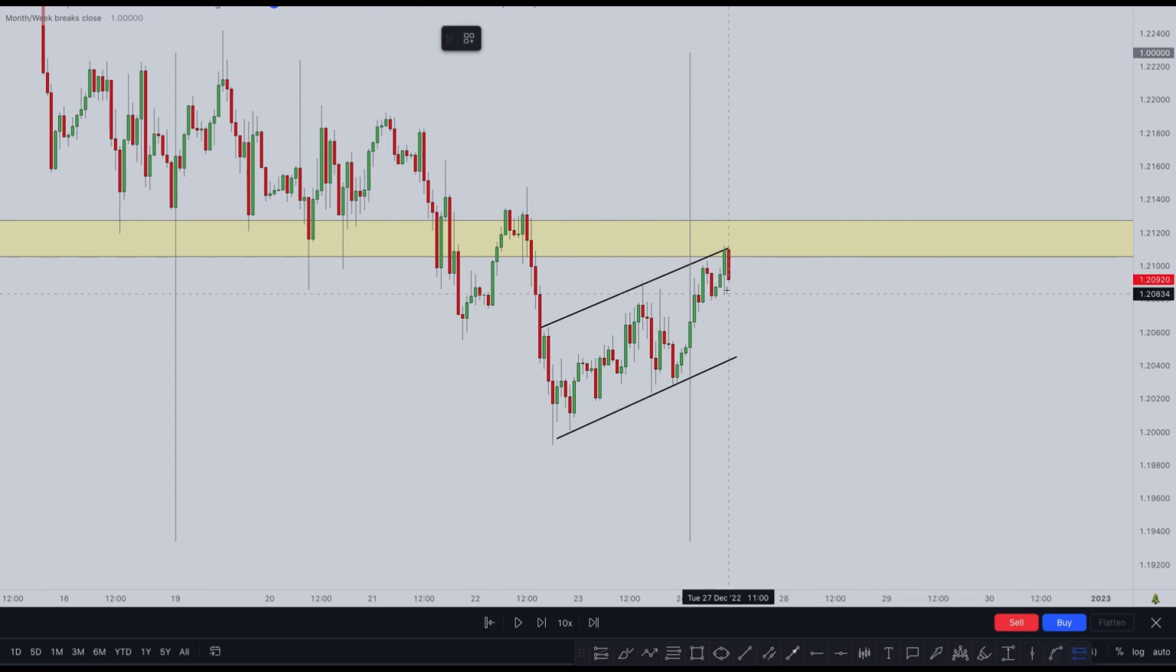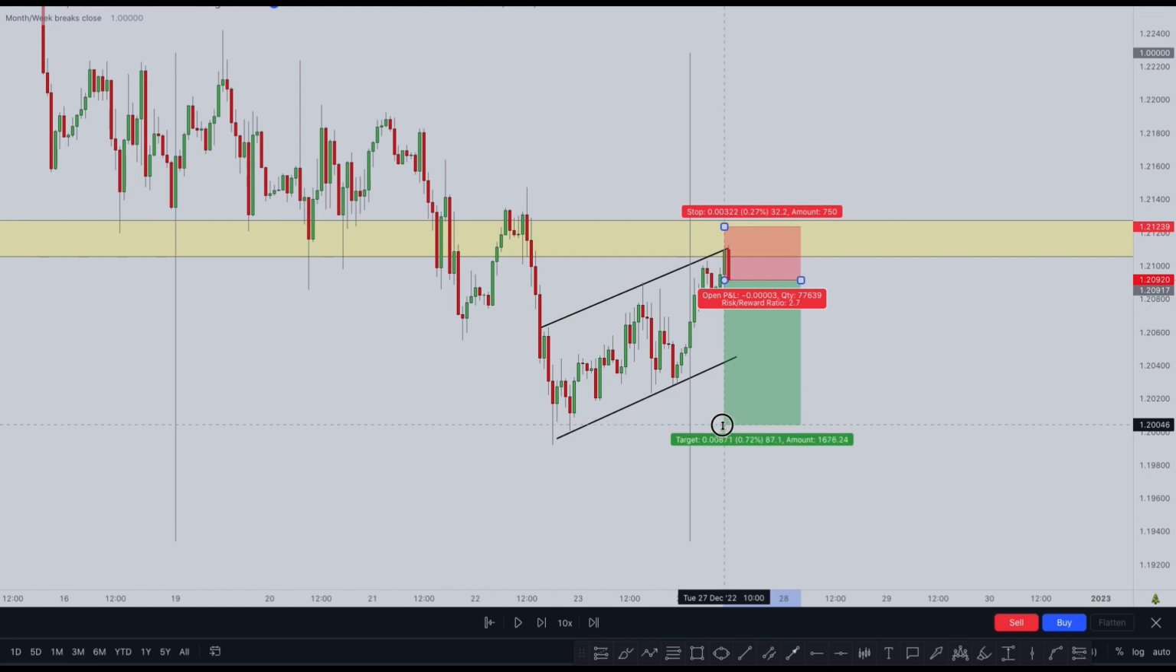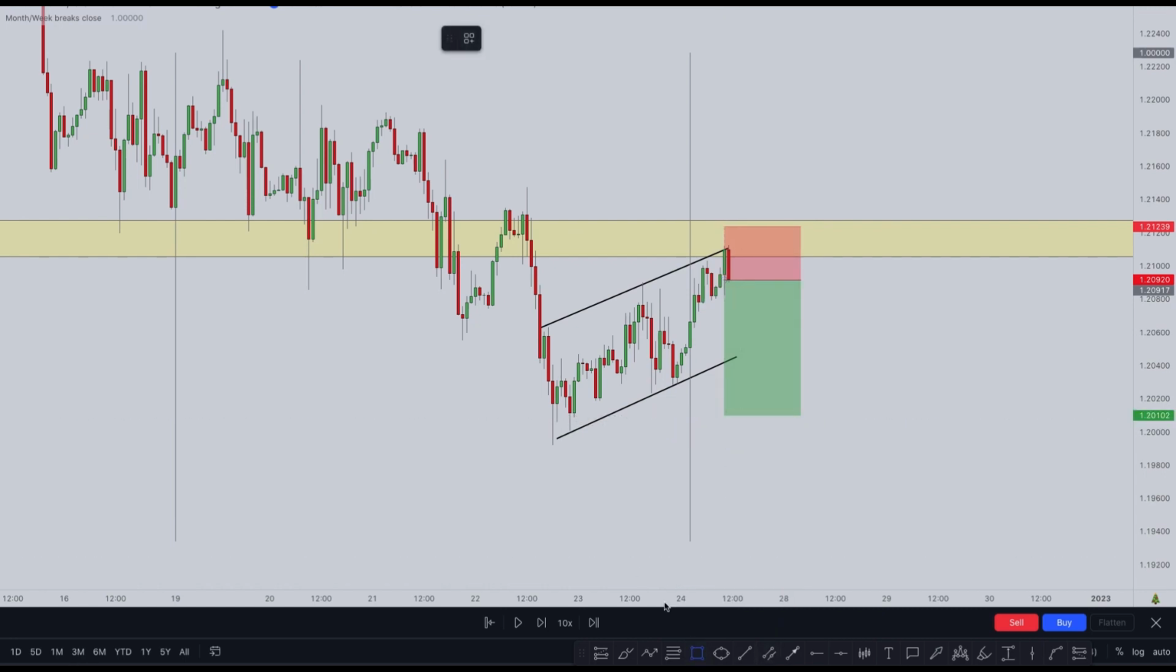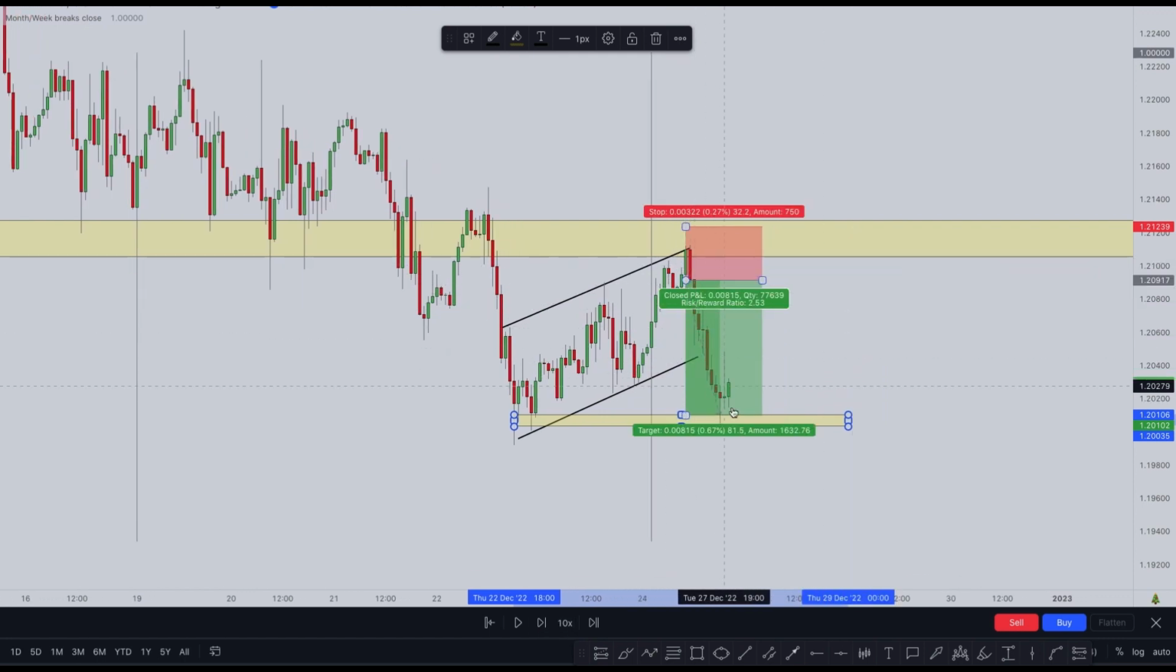So after the engulfing, I took this trade. This is a risk entry. I took this trade with my take profit at this level, right? So let's see how this also played out. Price came down massively and then hit our take profit, right?